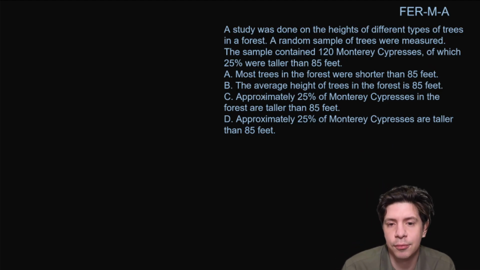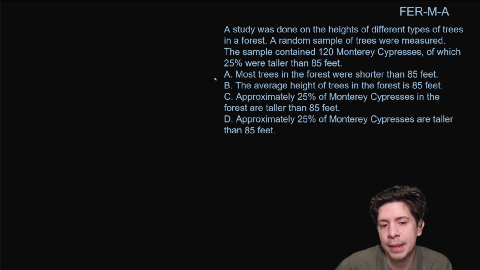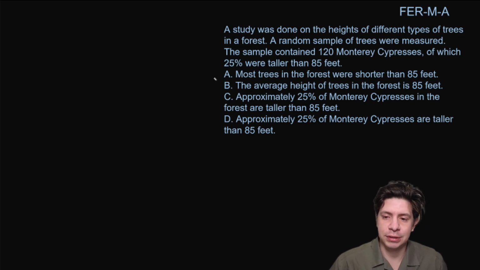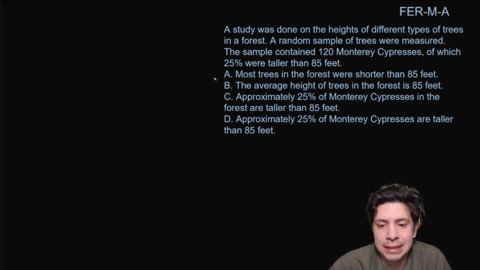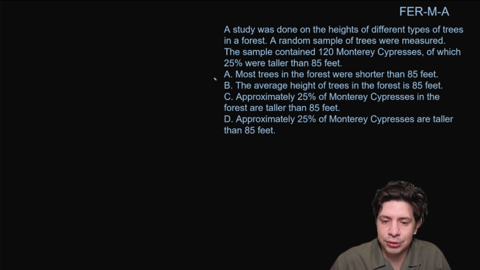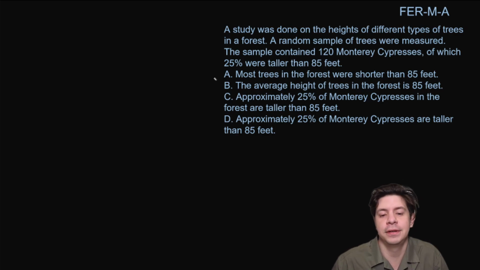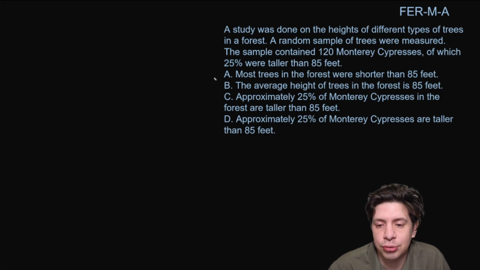A study was done on the heights of different types of trees in a forest. The random sample of trees were measured. The sample contained 120 Monterey cypresses, of which 25% were taller than 85 feet. So we have A, most trees in the forest were shorter than 85 feet. B, the average height of trees in the forest is 85 feet. C, approximately 25% of Monterey cypresses in the forest are taller than 85 feet. And D, approximately 25% of Monterey cypresses are taller than 85 feet.